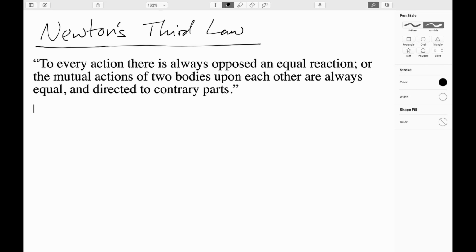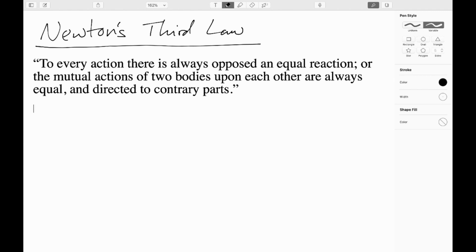So in the last set of videos, we took a look at Newton's first and second laws of motion and had a bit of a discussion about mass. Now here we're going to pick up the thread and take a look at Newton's third law. And again, I will quote Sir Isaac in translation directly.